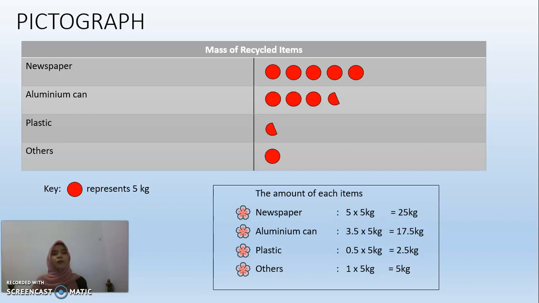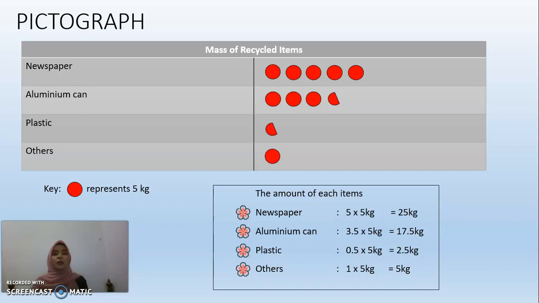Okay, the same goes for the other items, aluminium can, plastic, as well as others. We need to multiply the red circles with the key represents. So for aluminium can, 3.5 times 5 kilogram equals 17.5 kilogram. As for the plastic, 0.5 times 5 kilogram equals 2.5 kilogram. Okay, hold on. Why is it presented as 0.5? Because the red circle has been cut into half. Hence, 1 divided by 2 is 0.5.